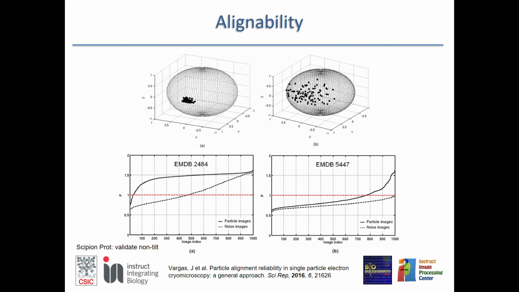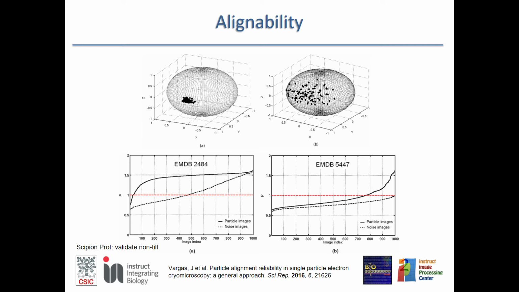Something else that you can look at is the alignability. Alignability means that when you are aligning your projections with respect to a volume, you have to decide which is the best orientation for each one of the projections. But you may wonder where is the second best, the third best, and so on. If they're all clustered around the best orientation, then you can probably trust that that is the orientation of that particle. If those are all scattered, then you're not so sure where that particle is coming from.